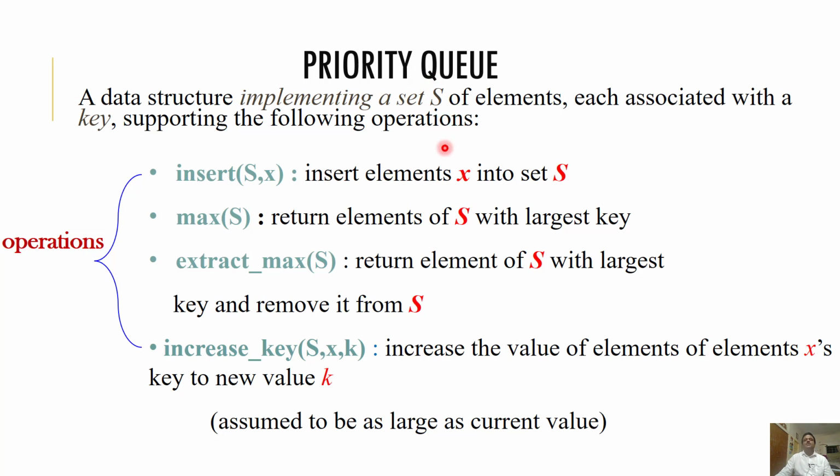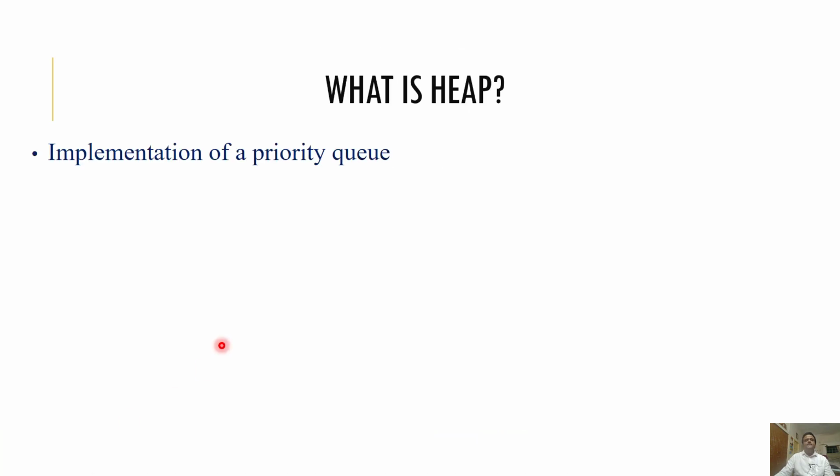So, the problem is to think of a data structure for S, where we can store S and perform all these operations in a faster way. Heap is a solution for that. Heap is an implementation of the priority queue. That means heap is basically a data structure to implement and store this S. So, what is a heap? Basically, a heap is an array which can be viewed as a binary tree.